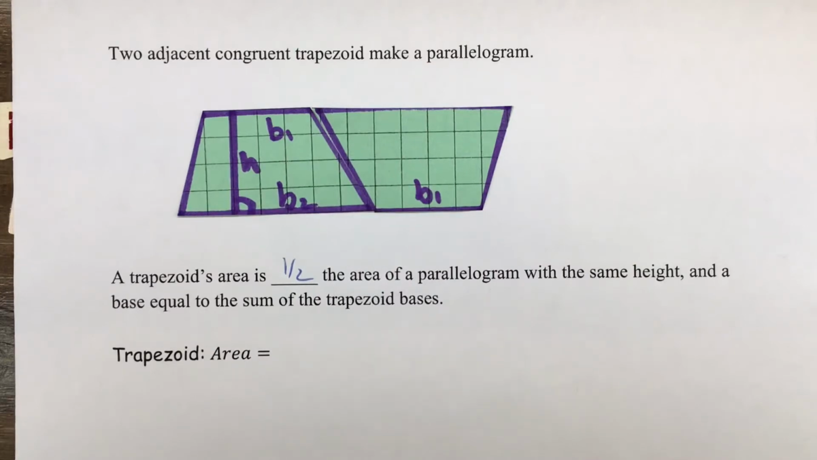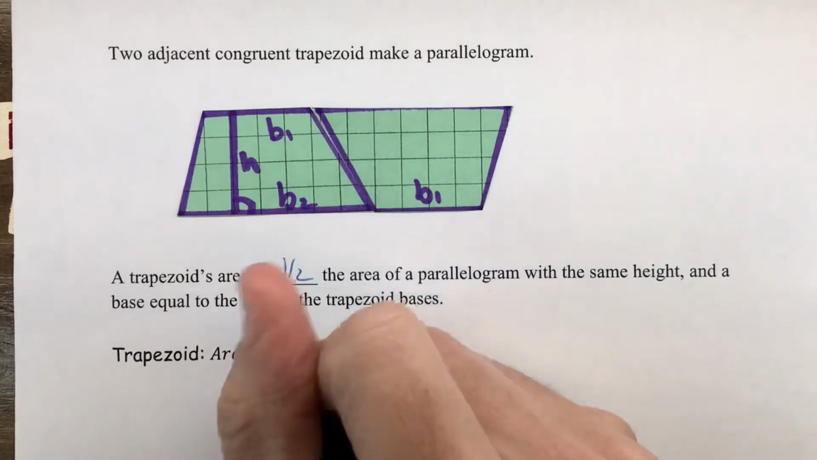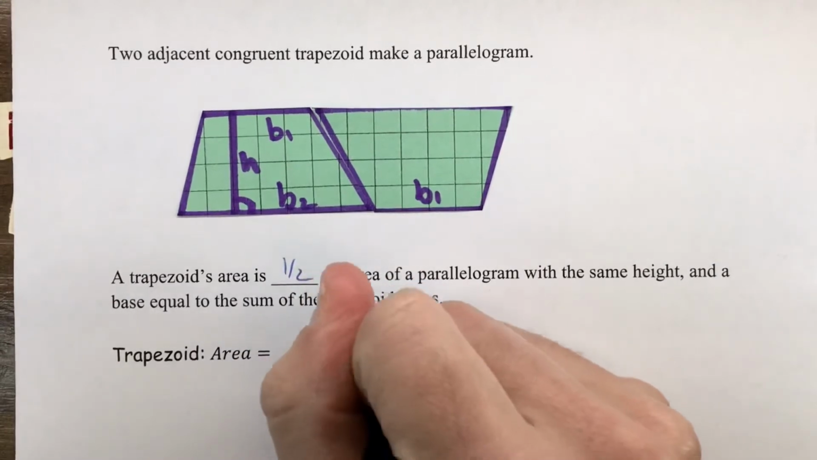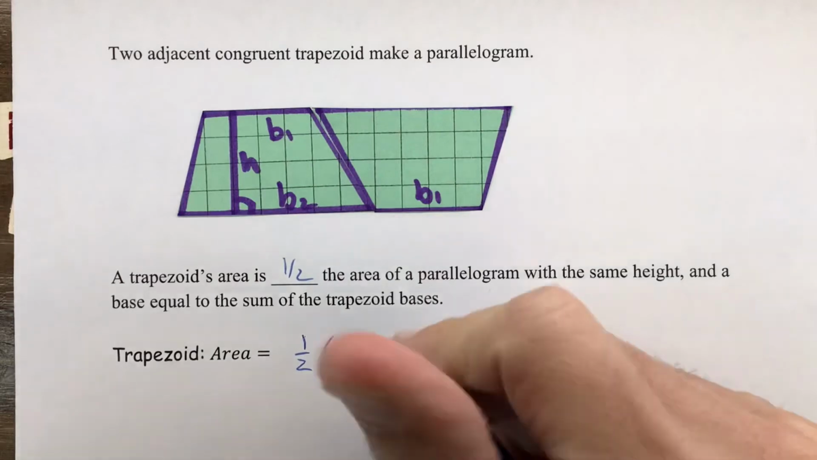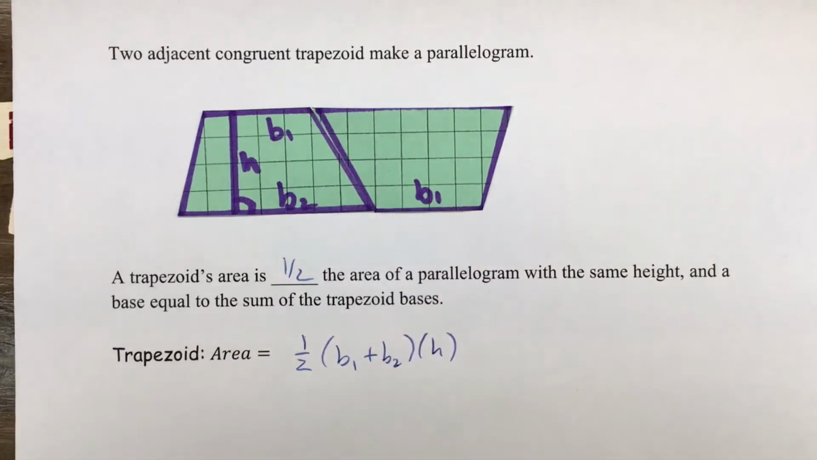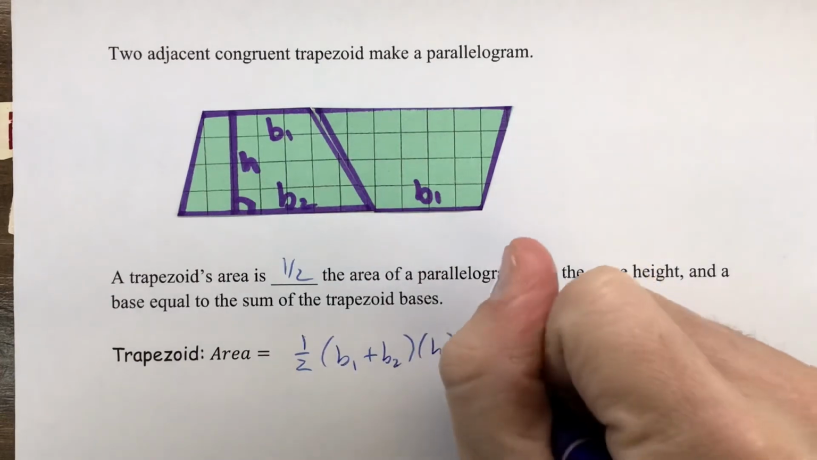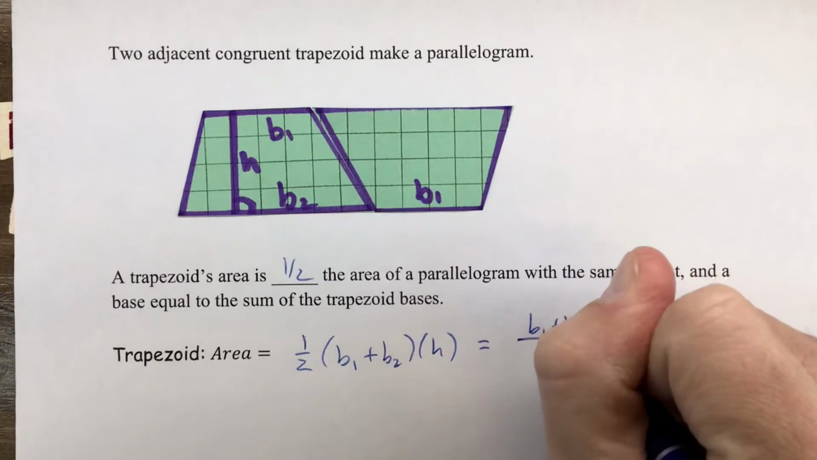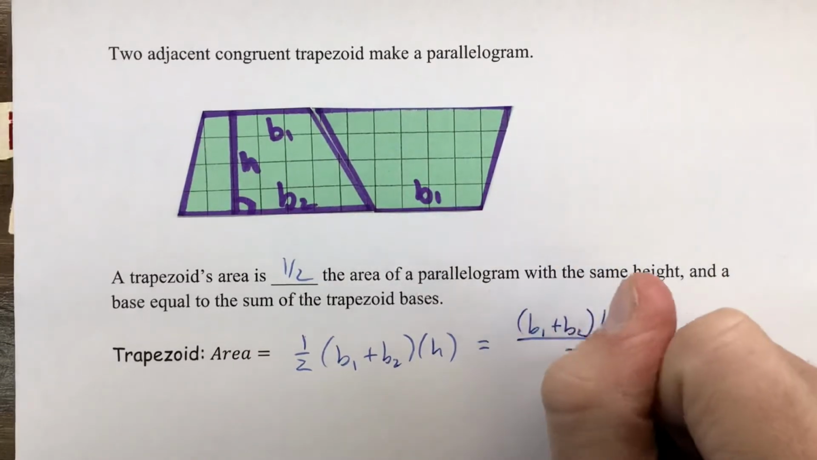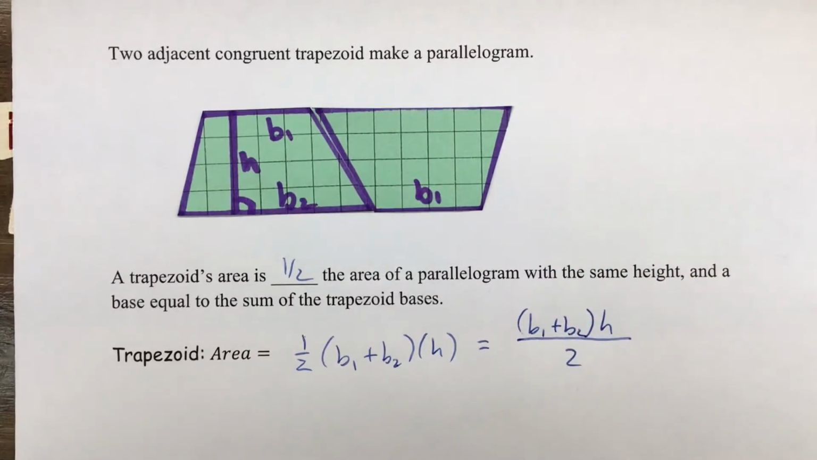So in summary, the area formula for a trapezoid is 1/2 times B1 plus B2, the sum of the bases, multiplied by the height. Or if you prefer, you could write it this way, which is exactly the same thing.